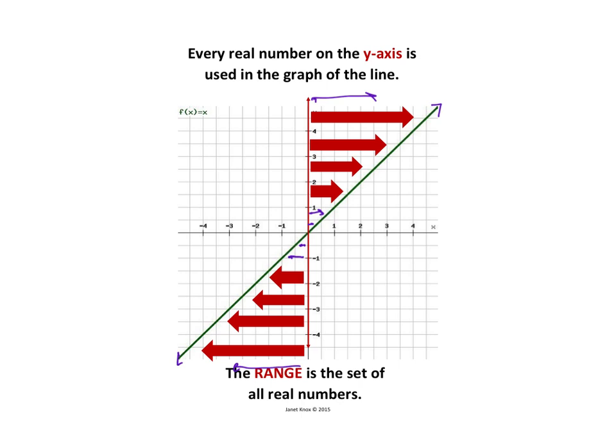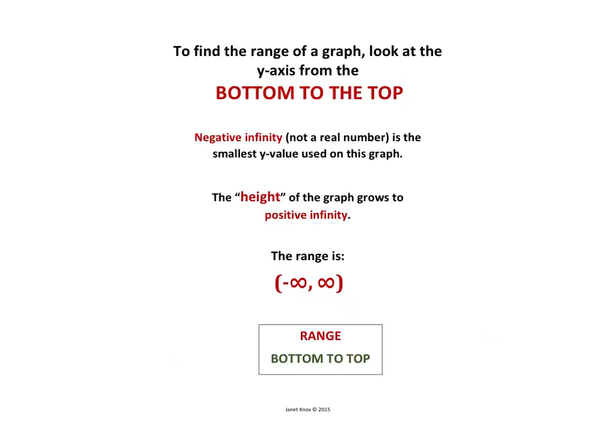So range is always from bottom to top. I want you guys to realize it's from bottom to top always, okay? So to find the range of the graph, look at the y-axis from bottom to top. Go back here from bottom to top. Negative infinity, not a real number, is the smallest y value on the graph. The height of the graph grows to positive infinity. Again, not a real number because we don't know what infinity is. So the range, again, is from negative infinity to positive infinity. And range is from bottom to top. Okay? Questions on that so far? Everyone's okay?